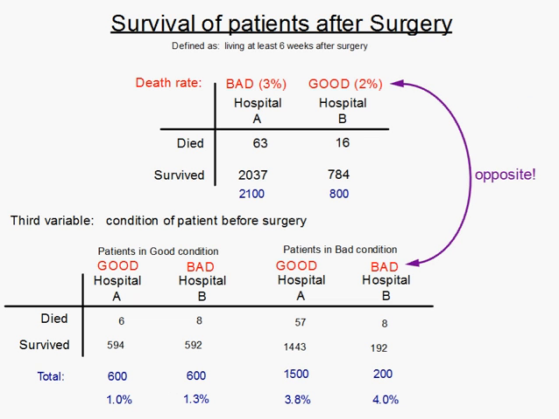So what has happened is the good hospital and bad hospital have flipped. They're opposite depending on whether you have that third variable or not. That flipping is Simpson's paradox. It happens occasionally, it doesn't happen always.